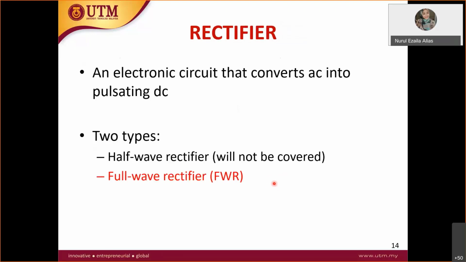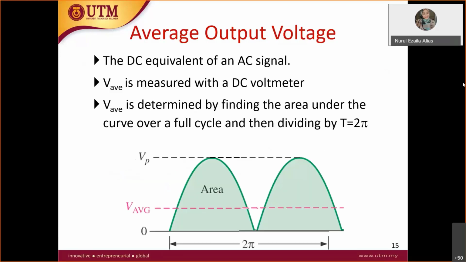Rectifiers have two types of circuit: one is the half wave rectifier, the second is the full wave rectifier. But for your syllabus, we will only cover the full wave rectifier. When it comes to the transformer, these are the terms that you should know, when you want to convert from AC to DC.